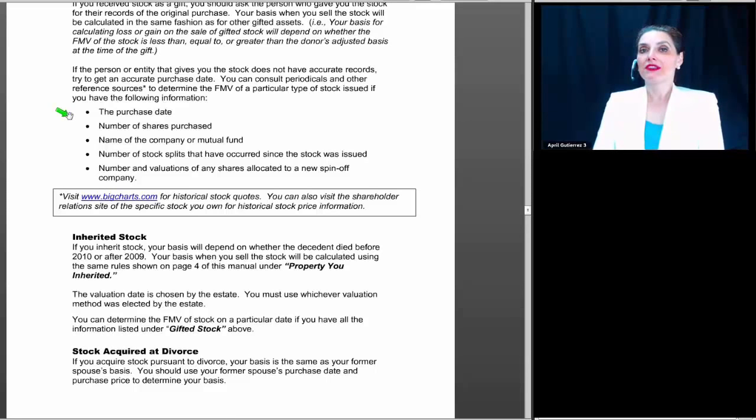But maybe the person that gives you the stock actually remembers how much they paid. And if they gave you all of the stock they had and they remembered how much they paid, you could ultimately go back in time and figure out what the cost per share was.